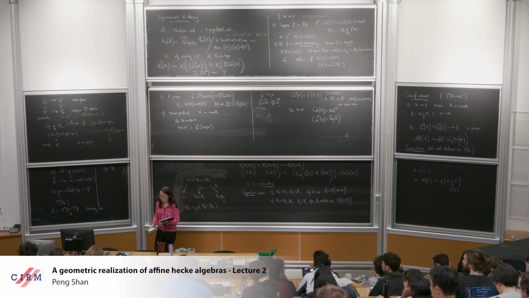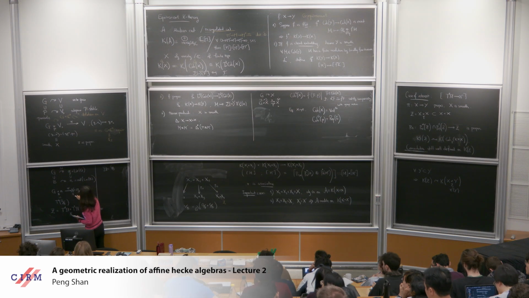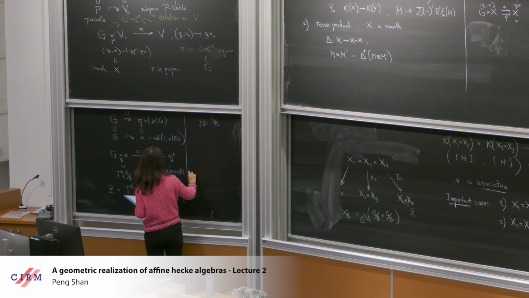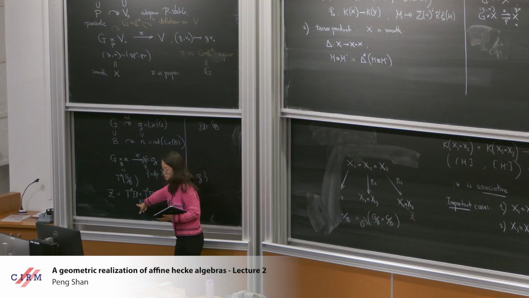N is the set of nilpotent elements in G. It is not so important for our purpose. You can do it over G.